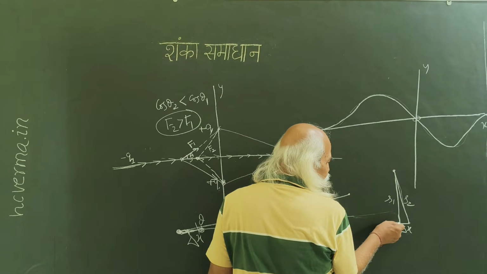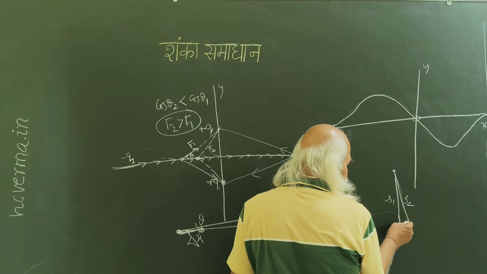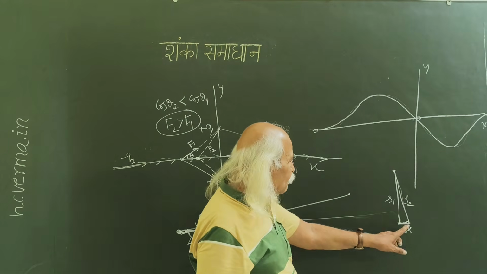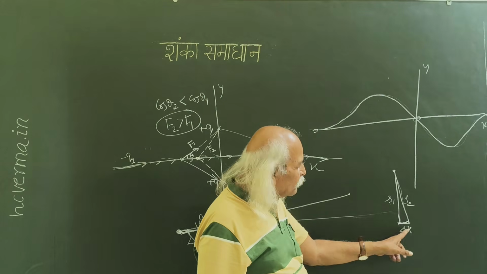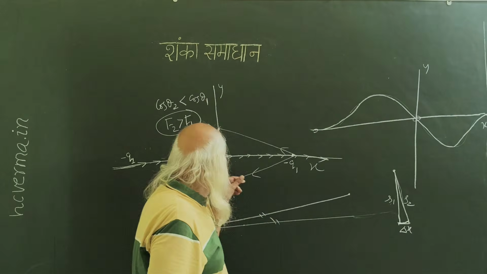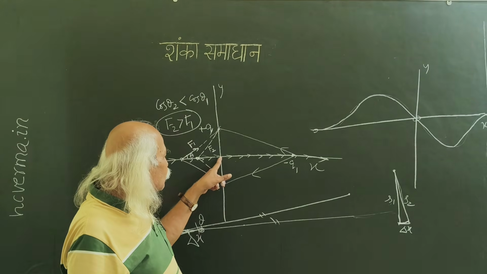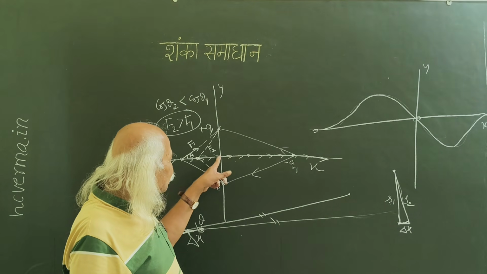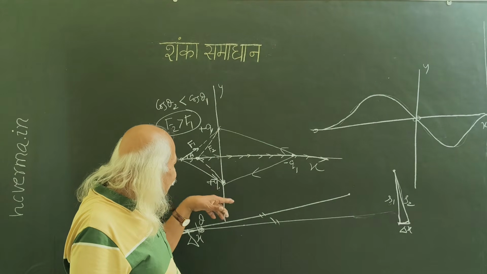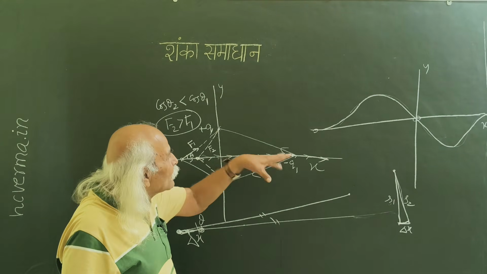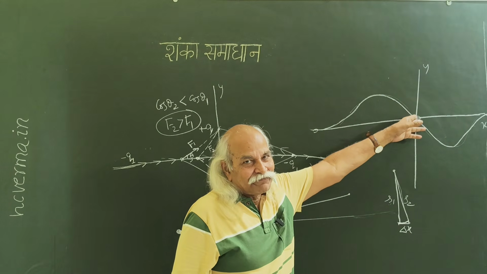If I drop a perpendicular here, or a circular arc of this radius S1, it will just meet here. So the distance change is not much effective here, and the theta, of course, is dominating here, and these two are balancing, and that is why your total is 0.